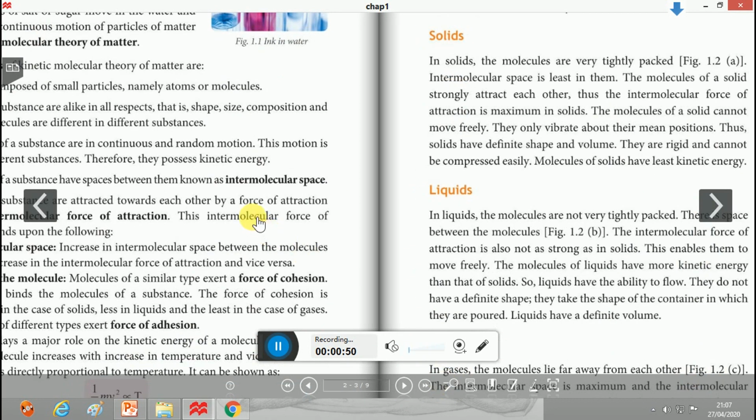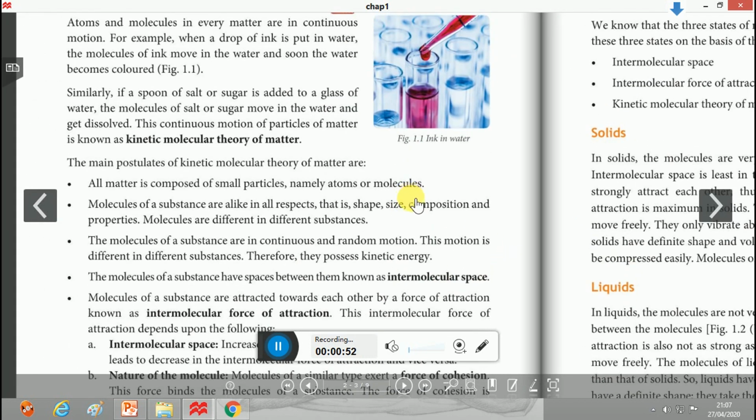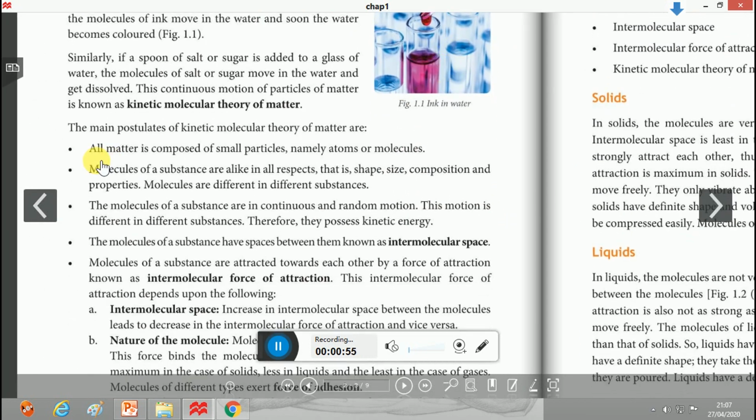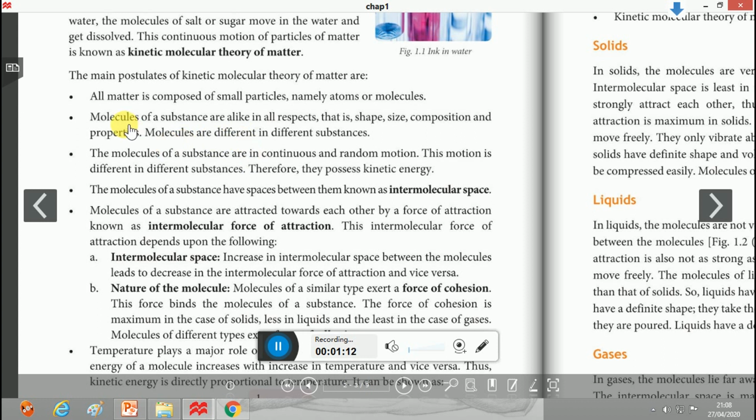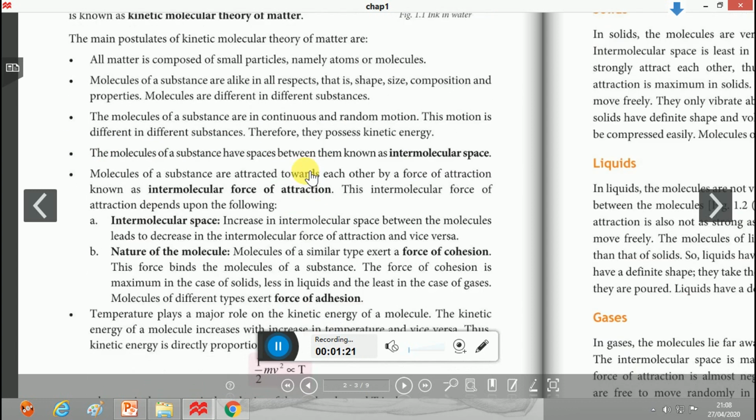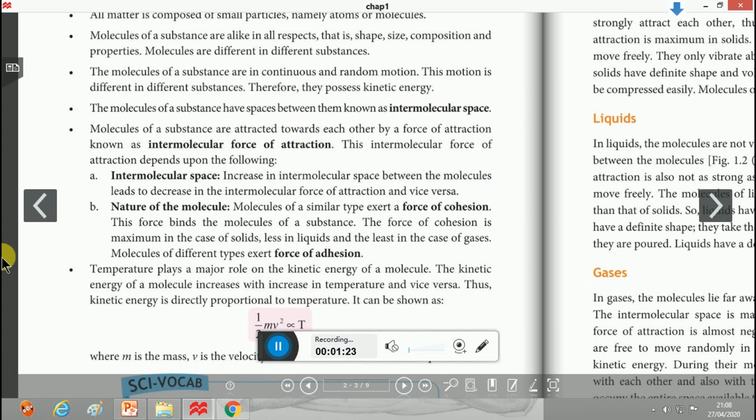Next, kinetic theory of matter. In the first video we have discussed about these postulates. The main postulates of kinetic molecular theory of matter are: number one, all matter is composed of small particles, atoms and molecules. We have discussed this one just now and also in the first video. Molecules of substances are alike in all respects. The molecules of substances are in continuous random motion and therefore they possess kinetic energy.